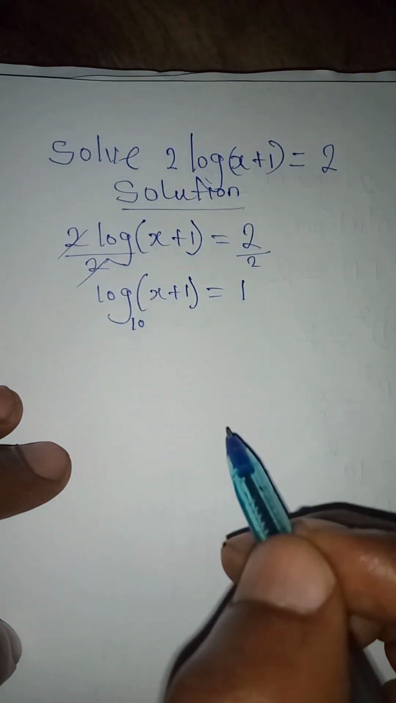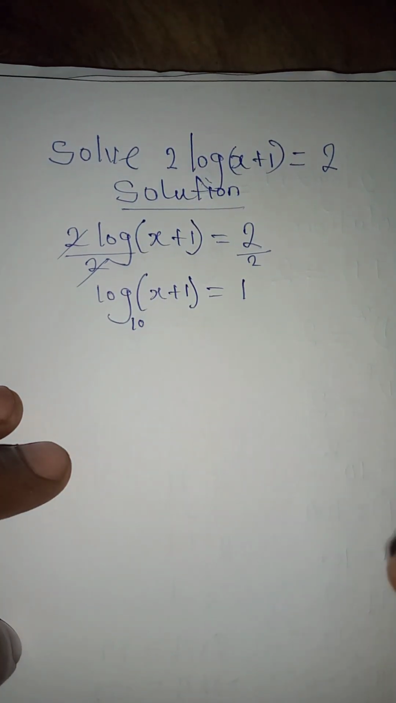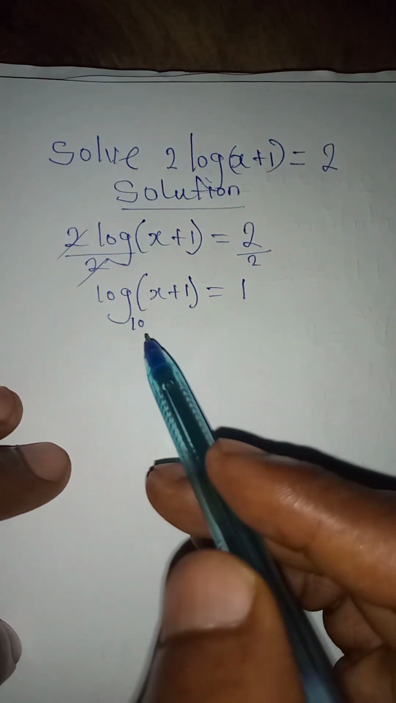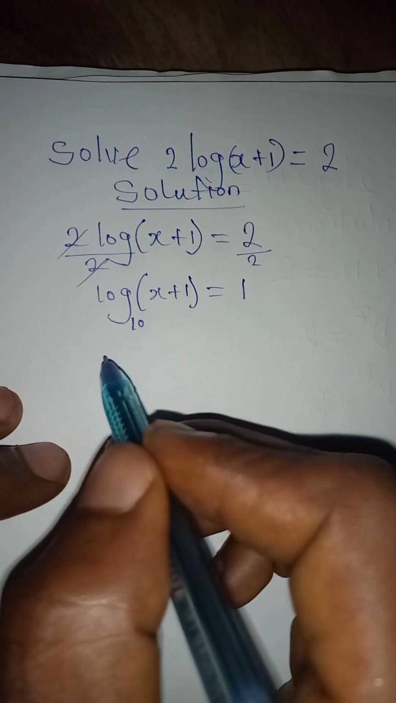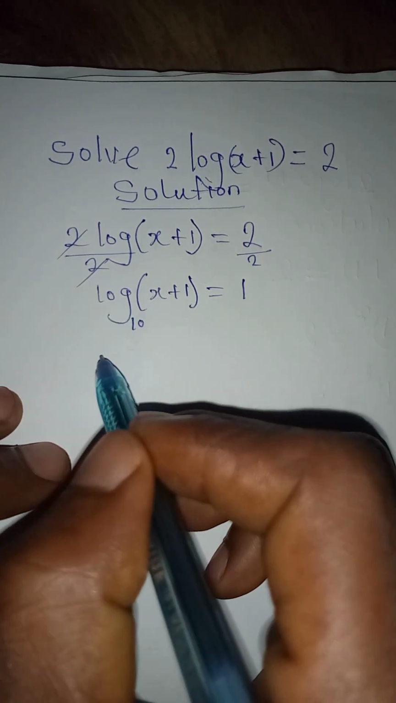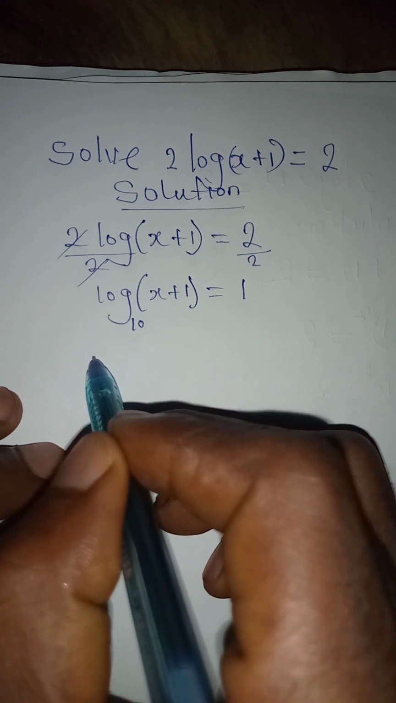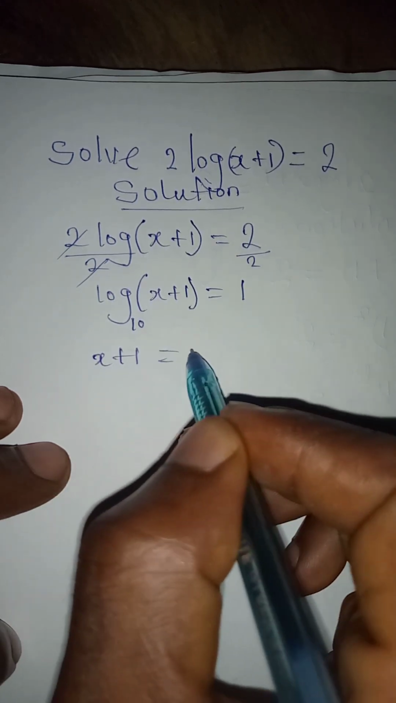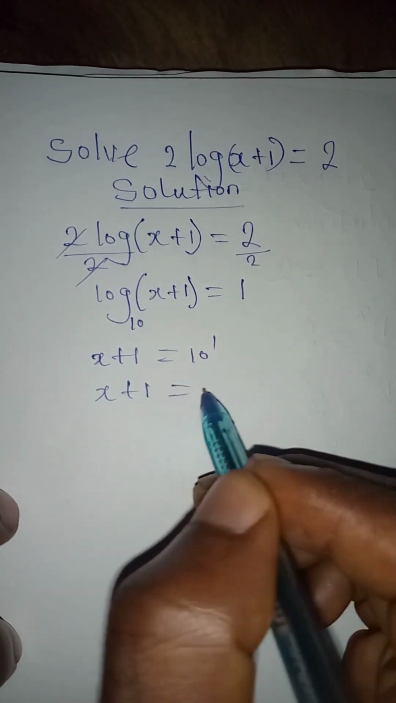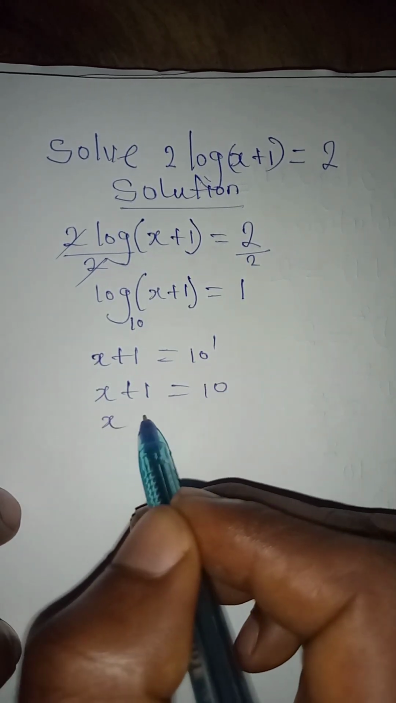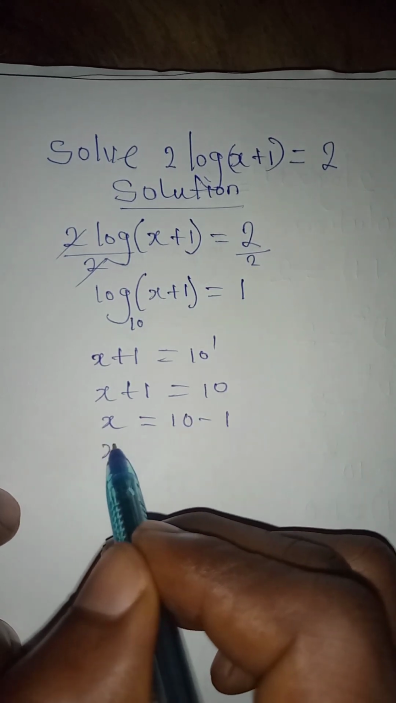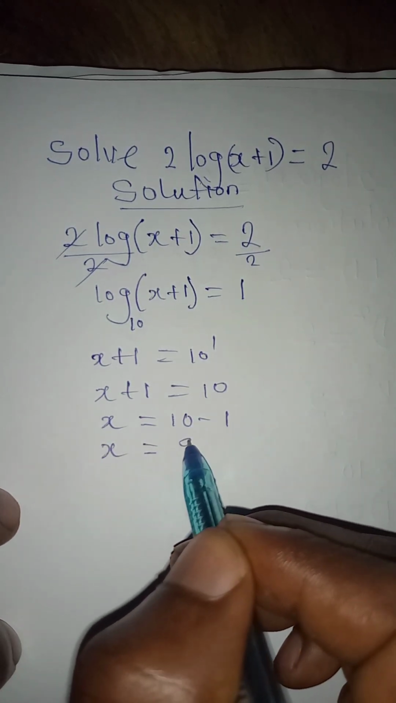Remember that this is base 10, because any logarithm without a base is automatically in base 10. Now, if you want to relate this to indices, you can say that x + 1 is equal to 10 to the power 1, meaning that x + 1 is equal to 10, and that x is equal to 10 minus 1, meaning that x is equal to 9.